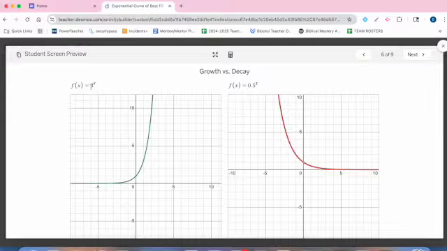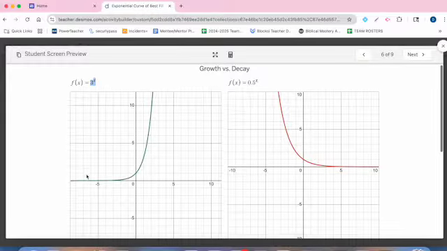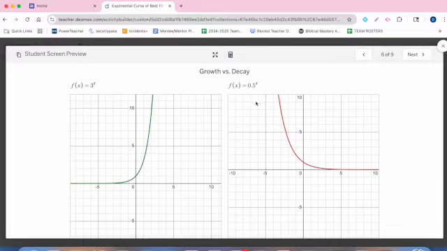So if you multiply over and over again by 3, it's going to grow slowly and then quickly. If you multiply over and over again by 1/2, it's going to drop quickly and then slowly. Well, how would you know from just looking at the equation that this one would be growth and this one would be decay? How could you tell? Well, it all has to do with the base. The base is the number that you're multiplying repeatedly by.